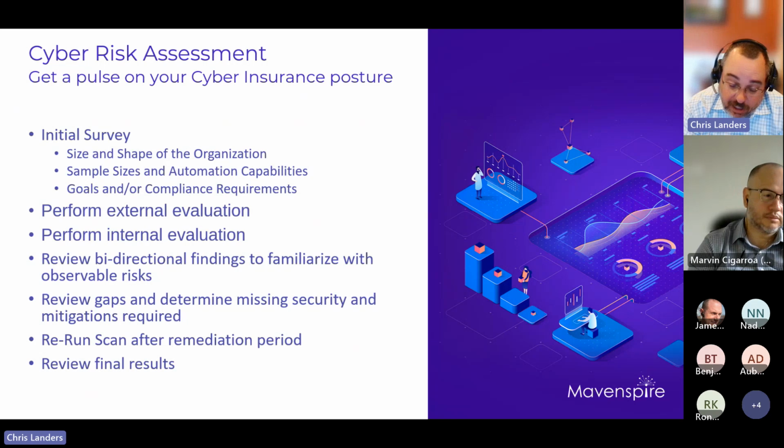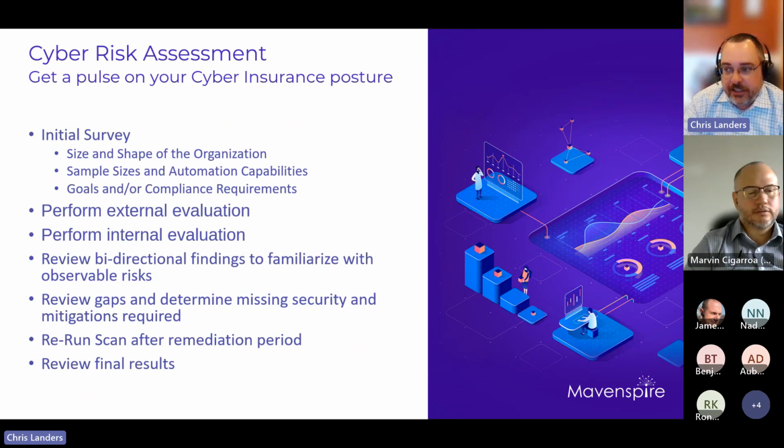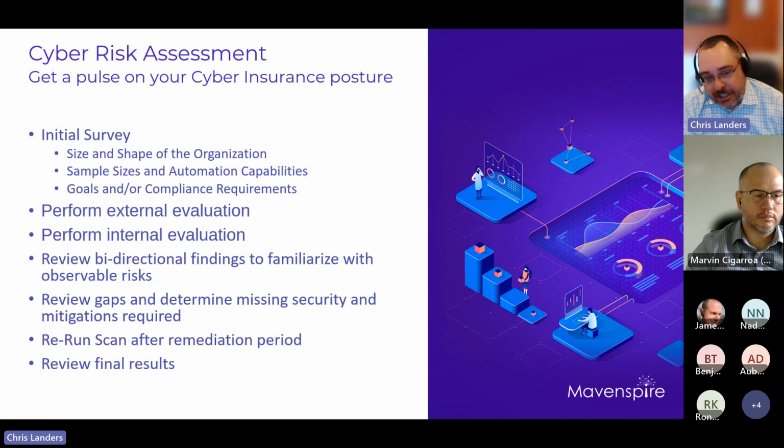This allows us to give you a lot of insight into how you would be viewed, not only publicly. There are a lot of tools on the market right now that can give you a quick analysis of some risk that it sees while hitting your organization externally. But our cyber risk assessment handles that piece, and additionally looks inside and does an internal evaluation of the environment to look at what that internal risk is.